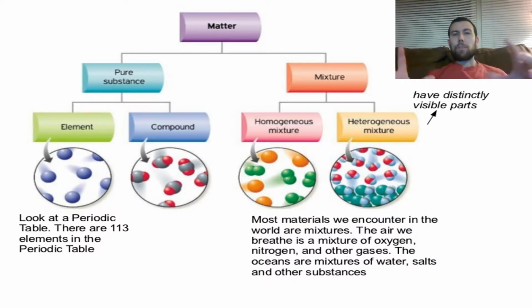Now, in terms of what we interact with most on a day-to-day basis, we interact with mostly mixtures. And so things like the air we breathe, it's a mixture of oxygen, nitrogen, and other gases. Think about the oceans. If you've ever been to the beach, it's a mixture of water, salt, and other substances that are a part of the ocean. Now, this has been a good little introduction, hopefully, to what chemistry is, to matter, and the different types. What I would like to do in the next video is to dive into more about pure substances and mixtures.